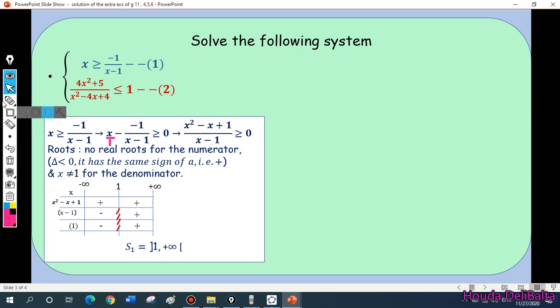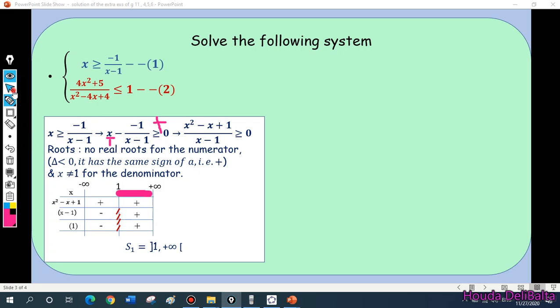So we need the positive part, which is this part from 1 to plus infinity. But we have 'or equal', yet we append the interval at 1. Why? Because 1 is a rejected value. As an excluded value, we don't get x equals 1. That's why we append the interval at 1 even though we have 'or equal'.